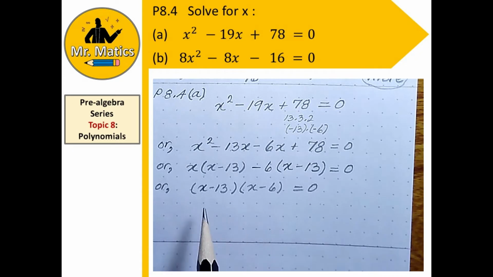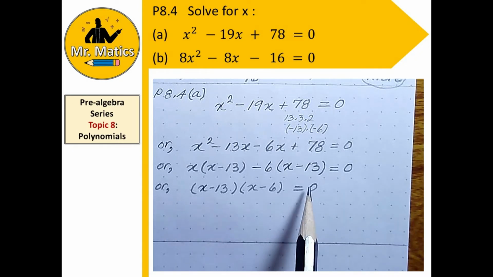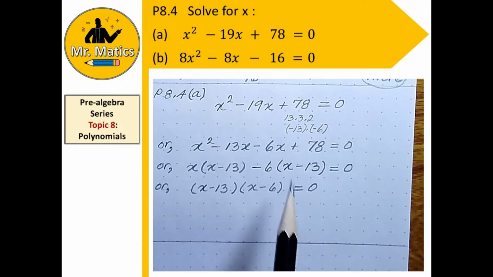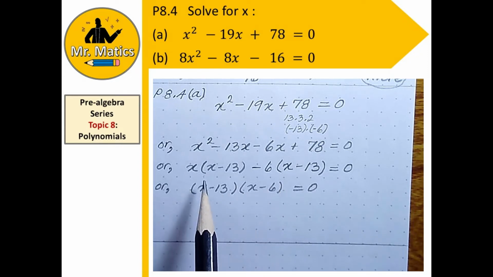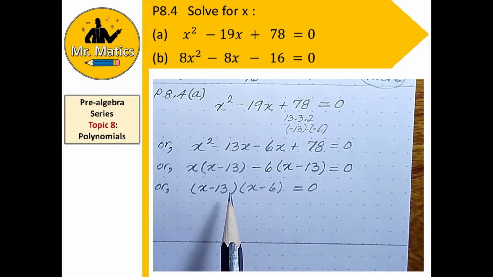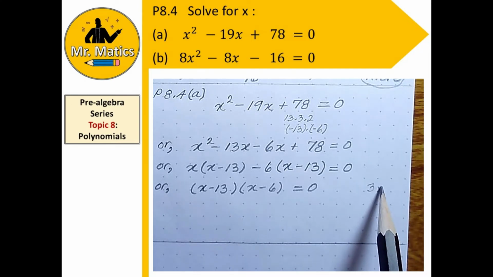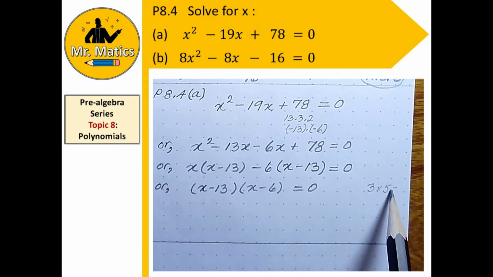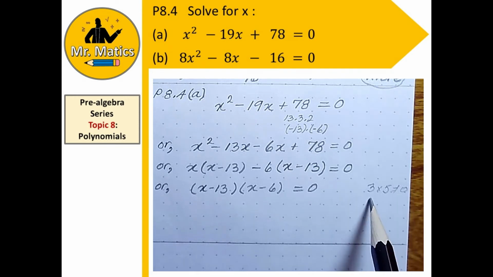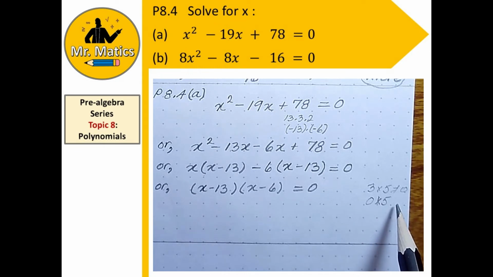Now when you have two factors and they're multiplied to get 0, it means that one of the factors must be 0. Let's say a number 3 times 5. Will it ever be 0? No, because neither 3 nor 5 is 0, so you cannot have the product as 0. But if I have 0 times 5, I will get 0. So it means that one of the factors has to be 0 in order to have the product as 0.